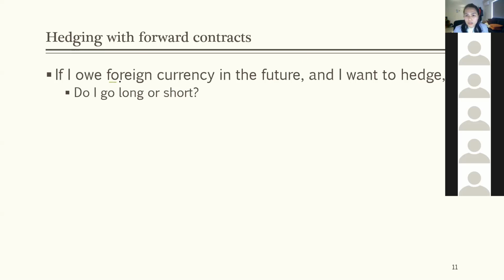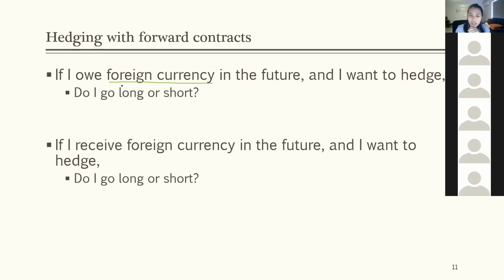So for example, if we think about a person or a company that is going to pay foreign currency in the future, so if I owe foreign currency in the future, and if I want to hedge this position, do I want to go long or do I want to go short in the forward contract? Okay. Alternatively, if my company is going to receive payment in the foreign currency in the future, do I want to go long or short in forward contracts? Okay.